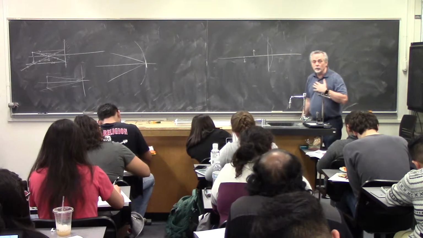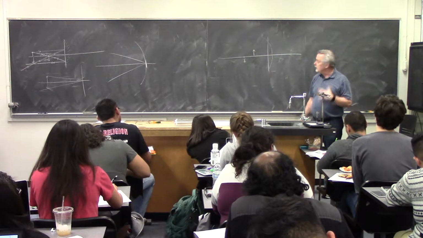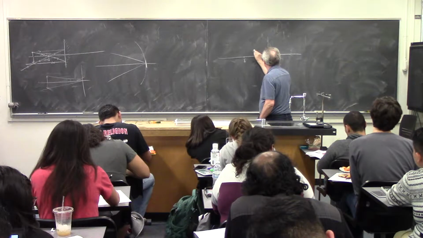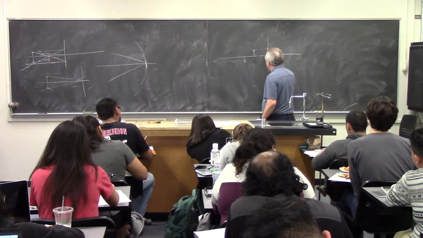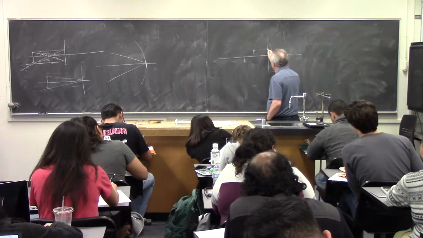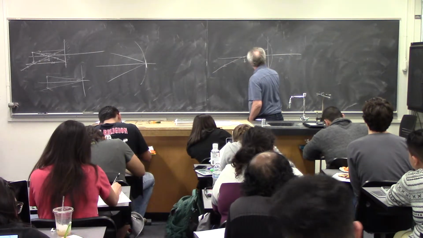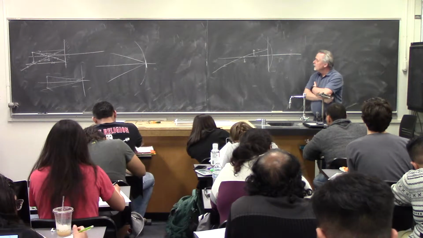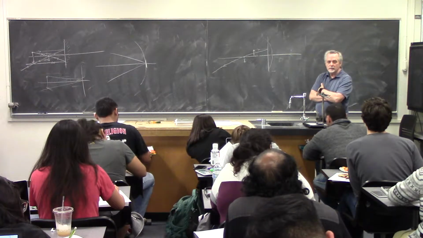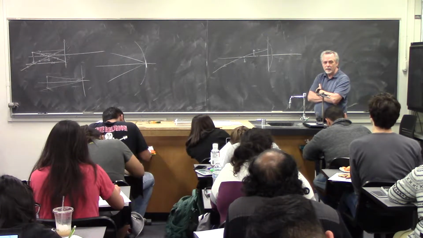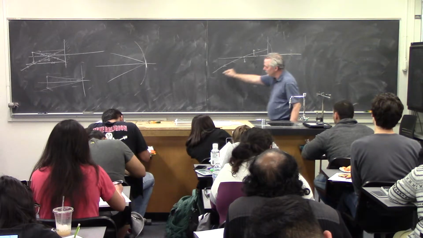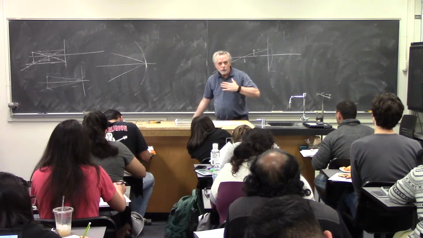All right, so the rules remain the same, but they get a little tricky. Light that comes in parallel does what? Okay, it goes through the focal point. Light that goes through the focal point comes out parallel, but that's not possible because if light goes through the focal point, it ain't coming back. So we get a little tricky here.